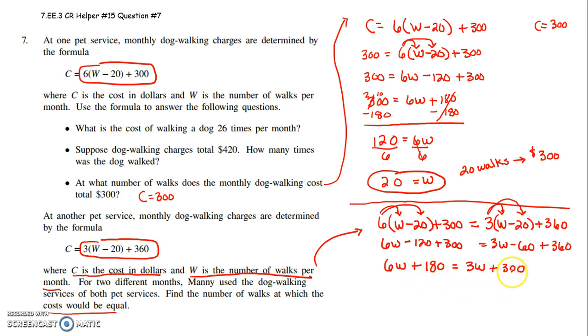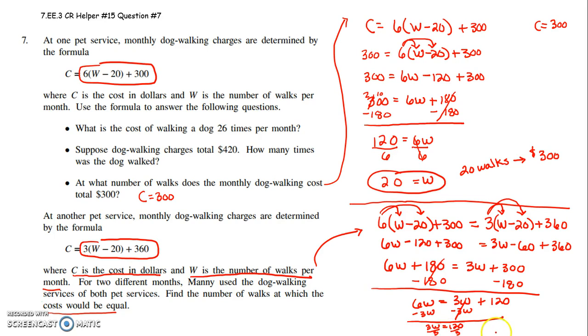So what I'm going to do is I'm going to move all my constants to the right-hand side. So I'm going to subtract 180 on each side. So I have 6W equals 3W. 300 minus 180 would be 120. And now I'm going to move all of my W's to the left-hand side. So I'm going to subtract 3W here. 6W minus 3W is 3W equals 120. Divided by 3, divided by 3. W equals 40. So at 40 walks, these will cost the same amount.